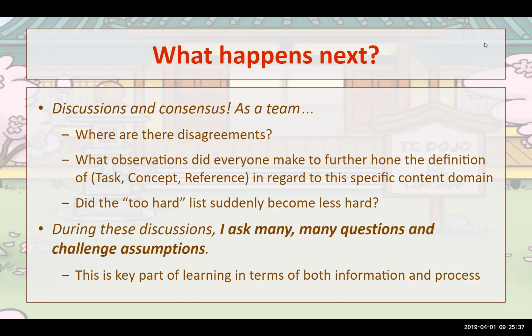We do this through discussion frequently. We do this in our workshop. We do this as a 2 or 3 day workshop, and we work through a couple of books, and we split into groups, and we come back together, and we work through a too hard list, as well as talk about why different people made different decisions, right? And we come to this consensus as a group. And I ask a lot of questions, and I challenge a lot of assumptions, but that's the key part to learning, right? Both in information and process.